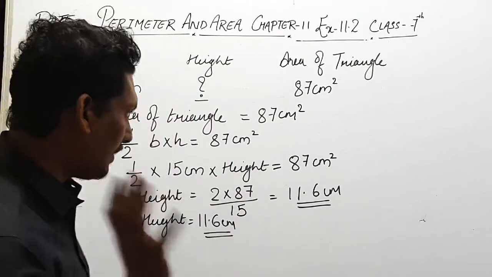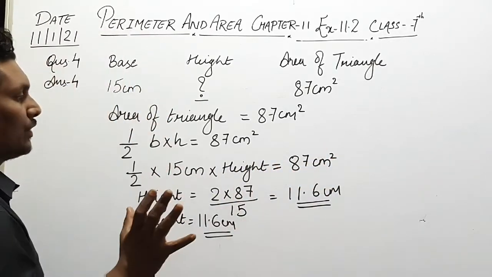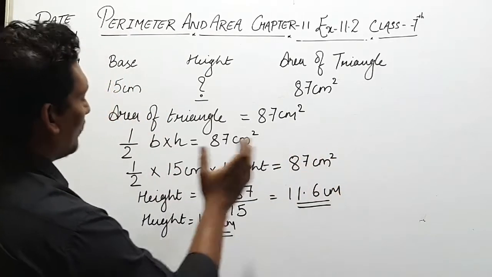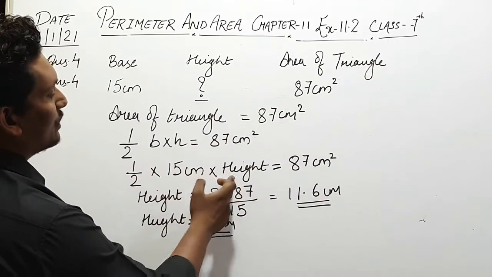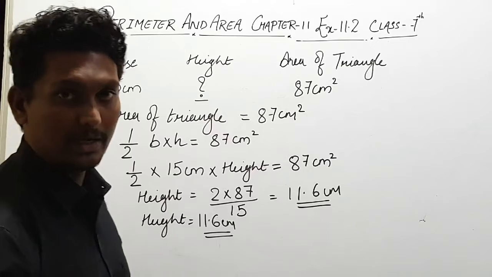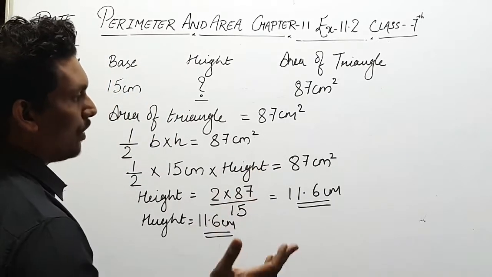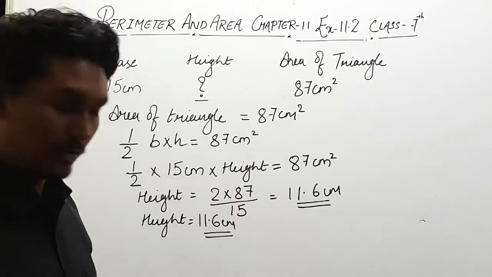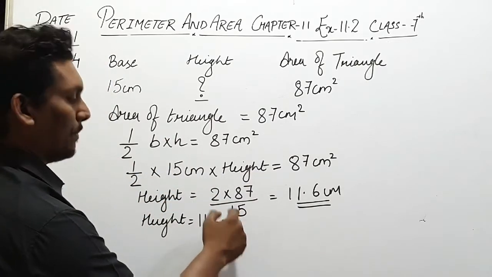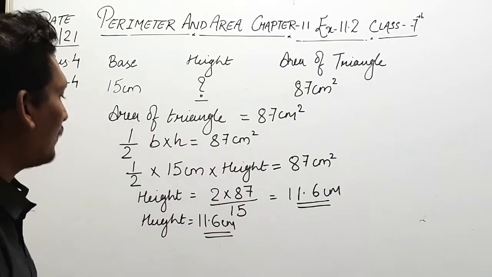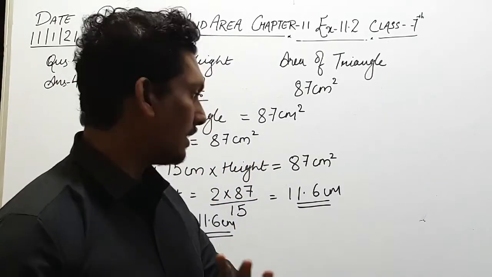So in every question of this type, area will be given to you. What you have to do is multiply this area with 2, and then divide by either base or height, whichever is given to you, depending on what you have to find out. In this question we have to find height, so we are dividing with base. If the question is to find base, you have to divide with height. Nothing else you have to do.